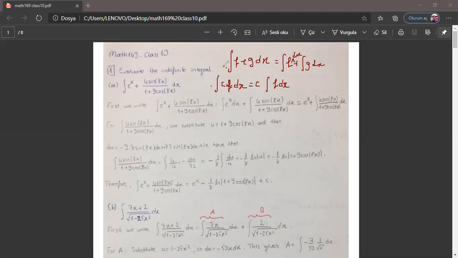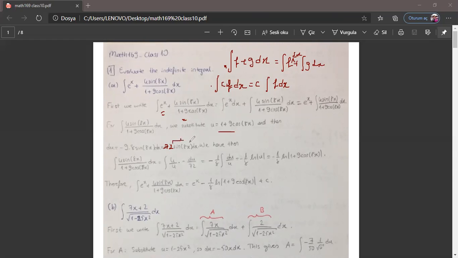So here, what do we do? We use this equality. So we write it as the sum of these two integrals. This one's integral is e to the x. And for this one, we substitute u equals 1 plus 9 cosine 8x, and differentiate it and get minus 72 sine 8x dx. So du equals this.